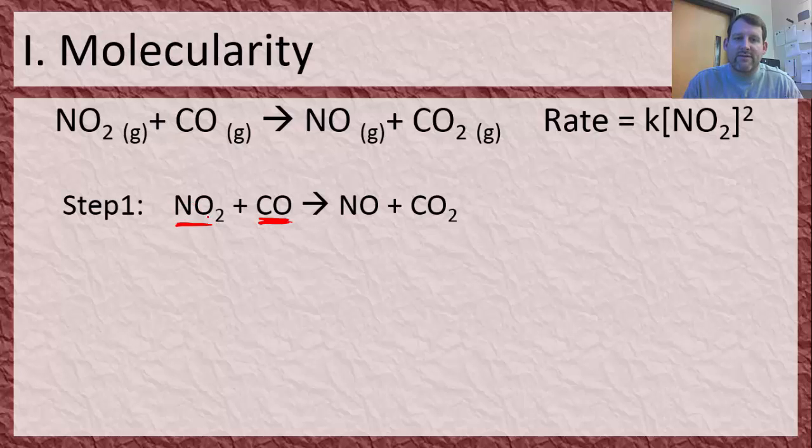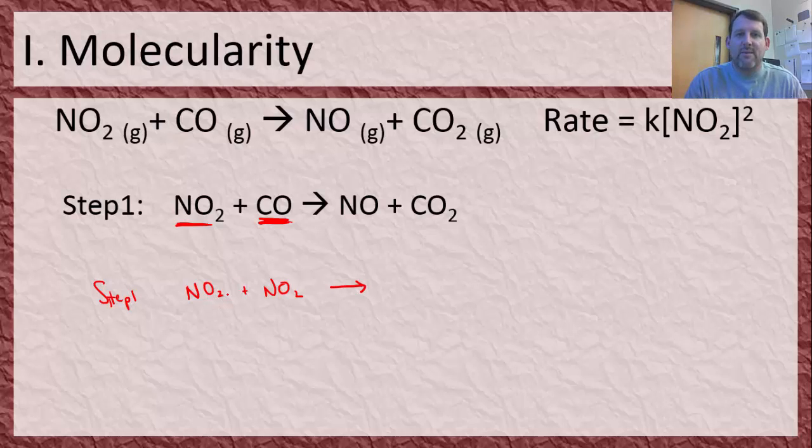So we know as we start developing a mechanism, we need the slow step, because remember the slow step is going to determine our rate. The slow step is going to involve a collision between two NO2s to make it bimolecular. So let's take a look at what that might look like. For step 1, we have NO2 plus NO2. That would give us the bimolecularity, the second order with respect to NO2.